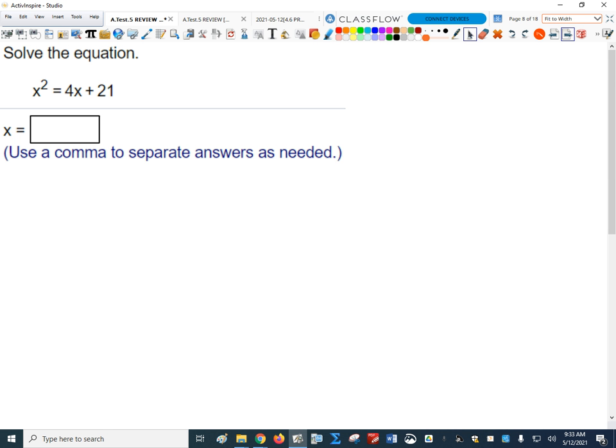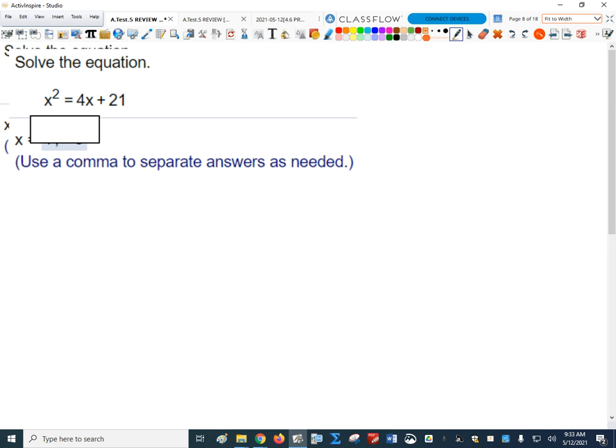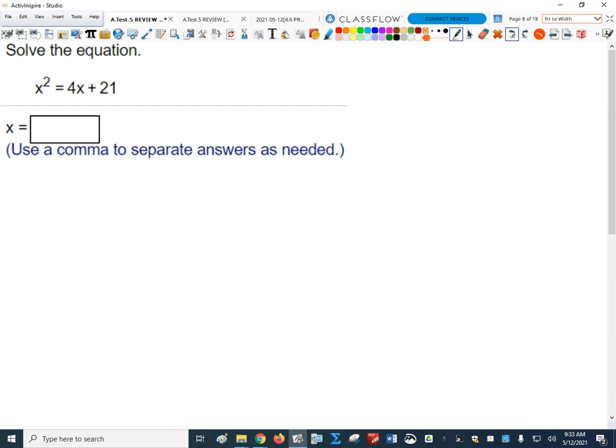Good. Okay, so I got to push everything over to the left side so I can put it into standard form, right? So it's set equal to 0, okay? So first step then, we'd end up with x squared minus 4x minus 21 equals 0, right? Now what?